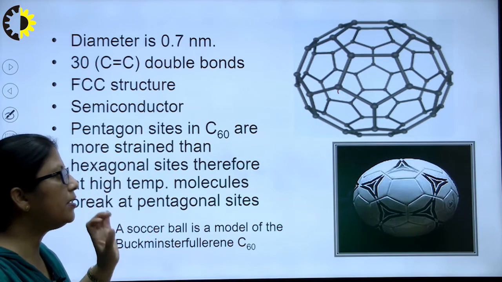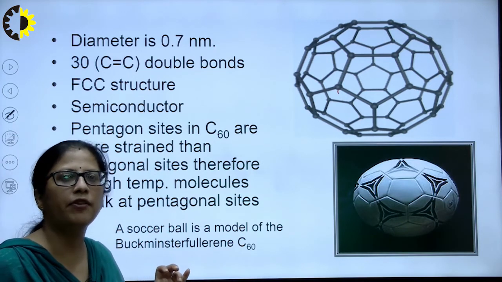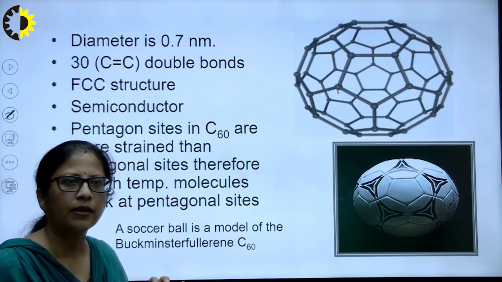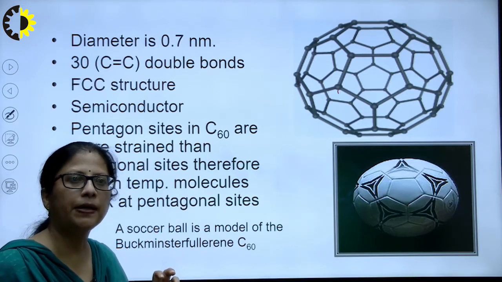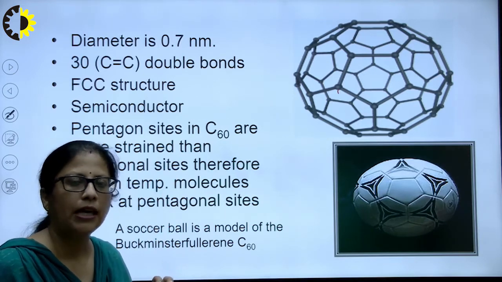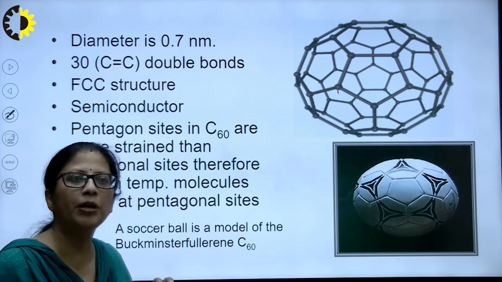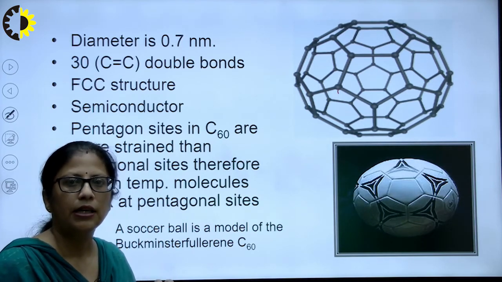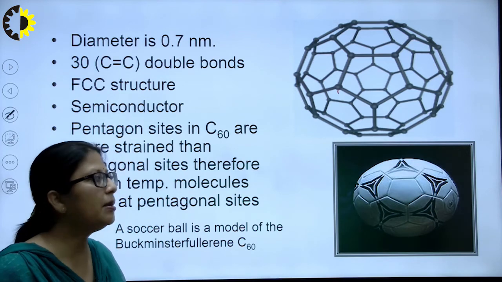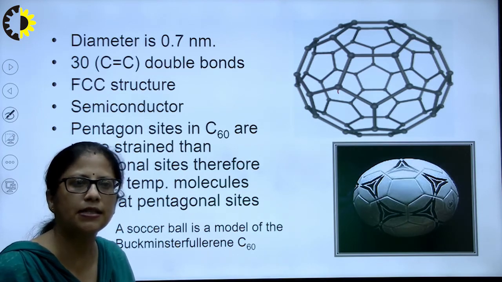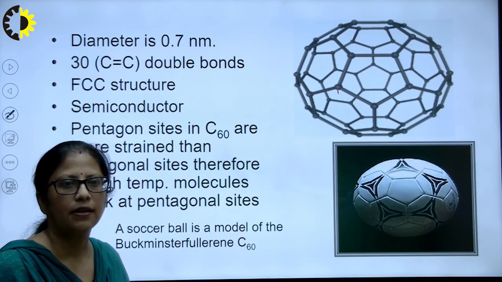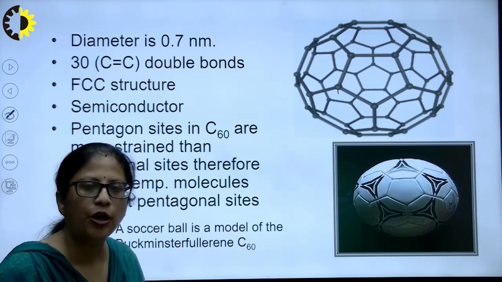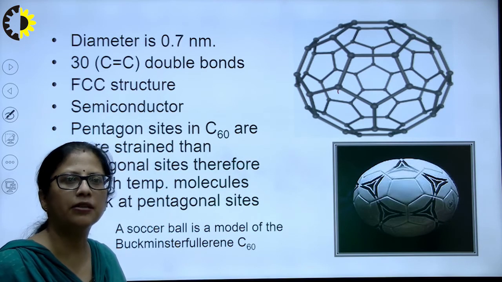The diameter is of the order of 0.7 nanometer, and there are 30 double bonds. That means there are 30 C=C bonds. It has a face-centered cubic structure. It is a semiconductor, and the pentagon sides in C60 are more strained than the hexagonal sides. Therefore, at high temperature, molecules break at pentagonal sides.